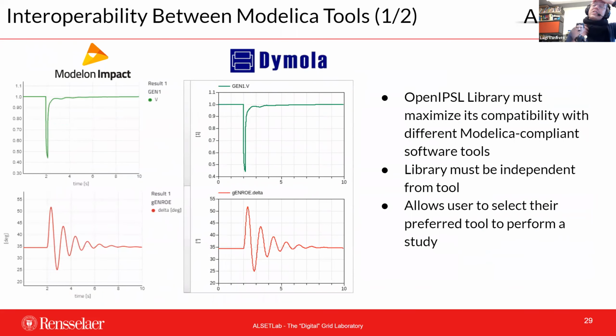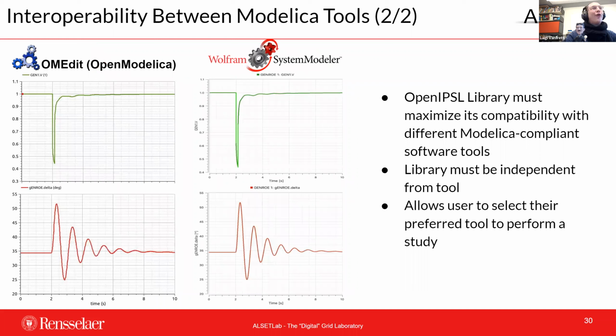So the first thing to show you is the performance of these models in different Modelica tools. This is the same model running in Modelon's Impact software and Dassault's Dymola software. And you can see we get the same answer from two tools. That's unheard of in power systems, but not only two, I give you four. We are able to do it on MapleSim and Wolfram System Modeler.